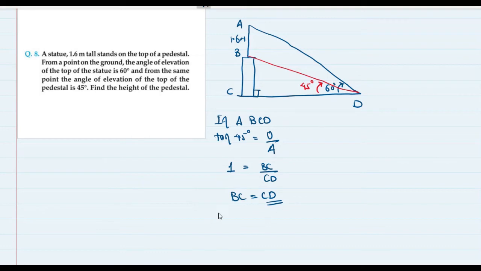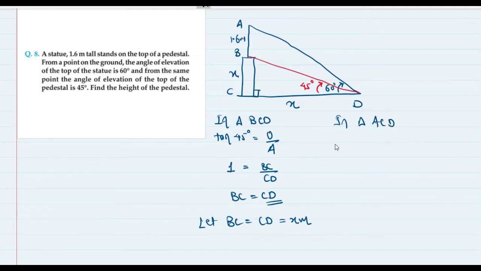Okay, so let BC be equal to CD is equal to X meter. We'll take this as X and this as X. We have proved it, right? So now in triangle ACD, do you see the bigger triangle ACD?